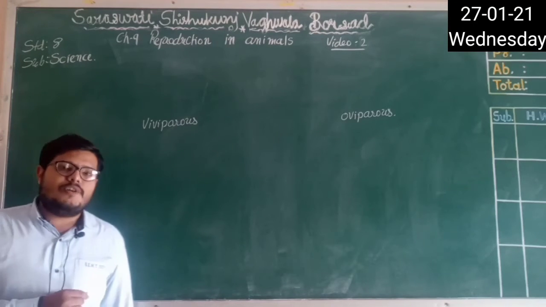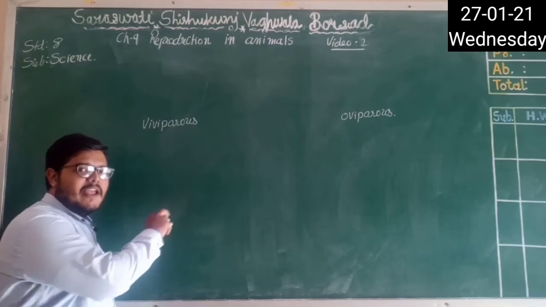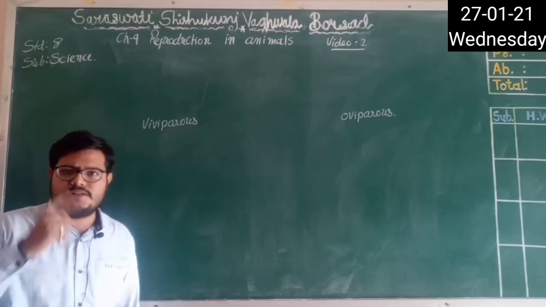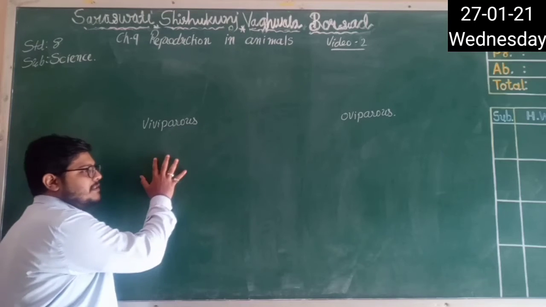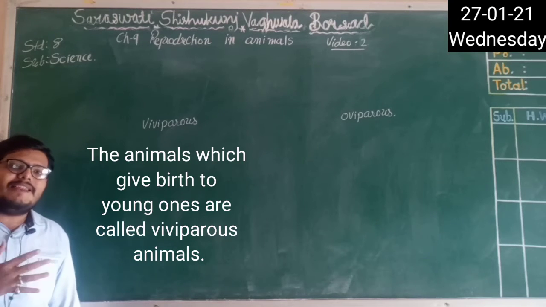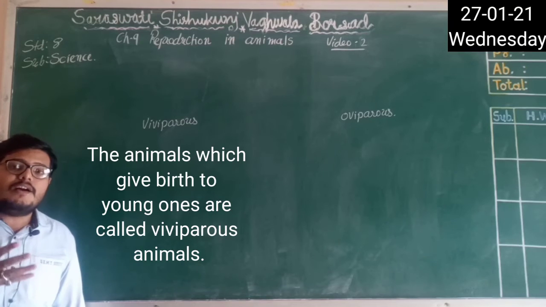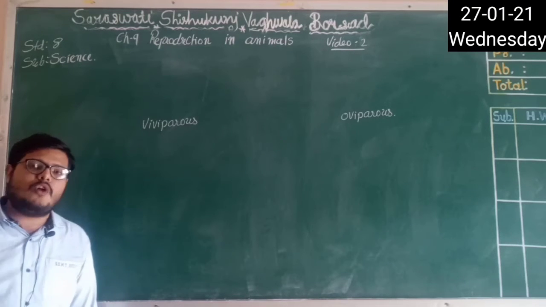Now here two words you are able to see: viviparous and oviparous. Viviparous animals and oviparous animals. Now what is viviparous, oviparous? So look here, viviparous animals means animals that give birth to the young ones. They are not laying eggs. Viviparous animals do not lay eggs.